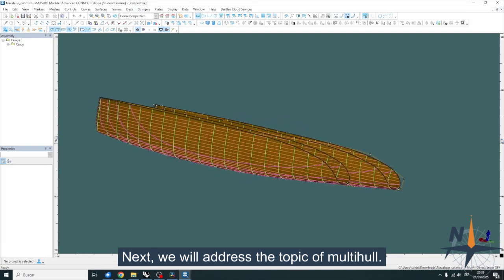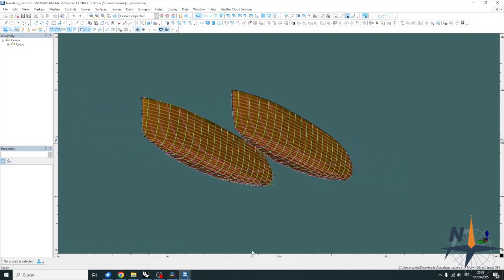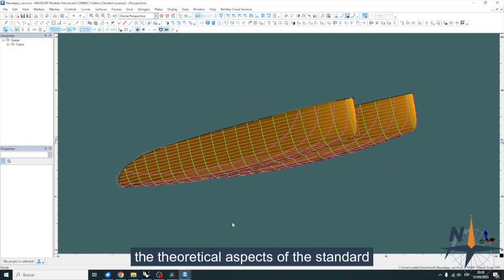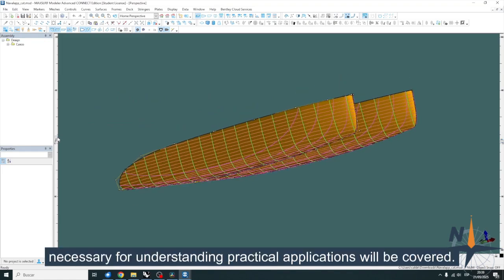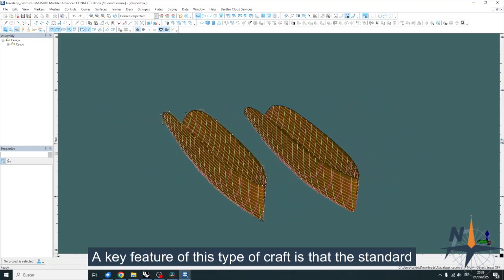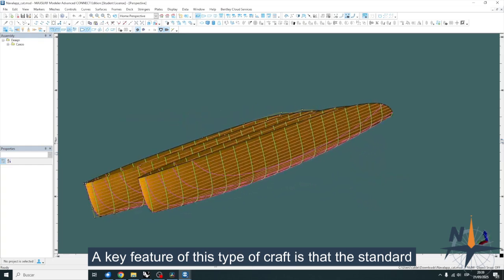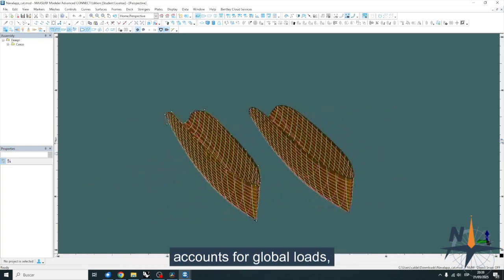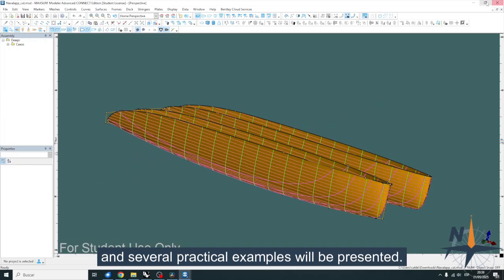Next, we will address the topic of multi-hull. As usual, the theoretical aspects of the standard necessary for understanding practical applications will be covered. A key feature of this type of craft is that the standard accounts for global loads, and several practical examples will be presented.